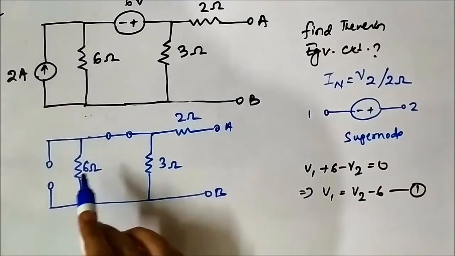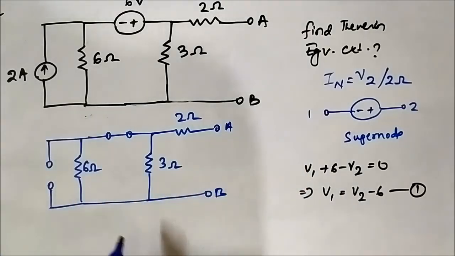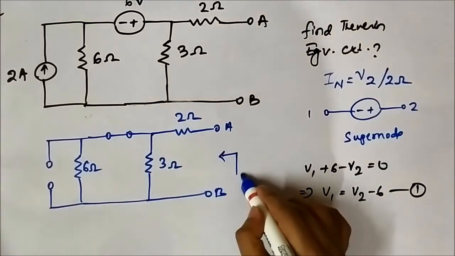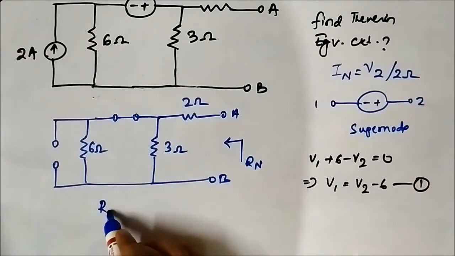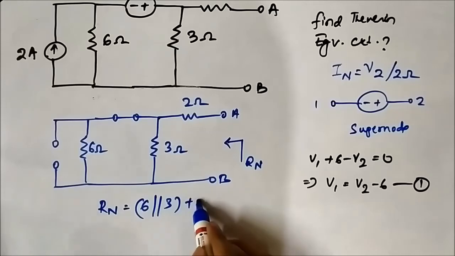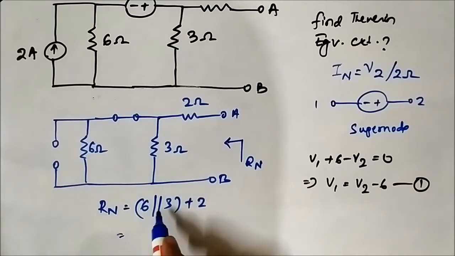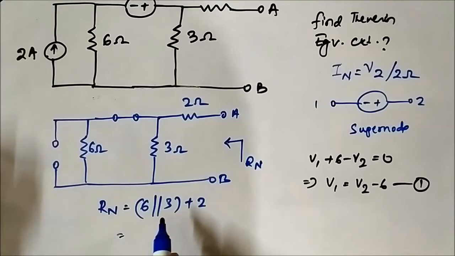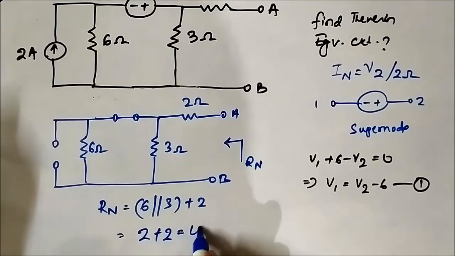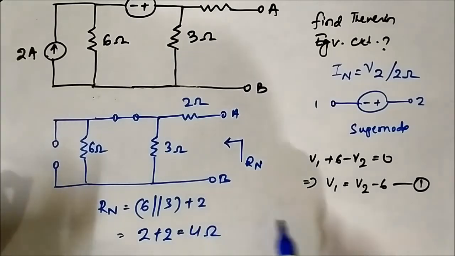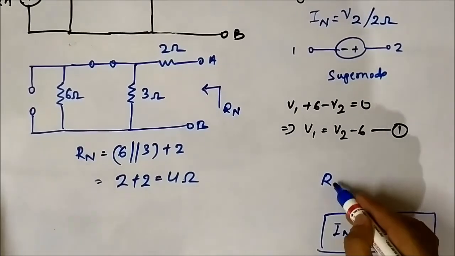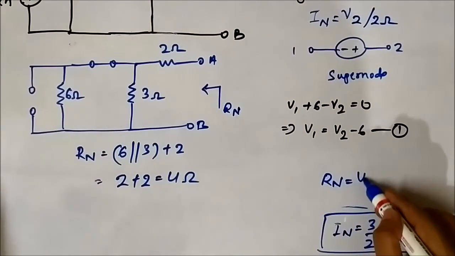So here 6 ohm and 3 ohm are in parallel with each other, and the resultant is in series with 2. So here RN will be 6 parallel 3 plus 2, which is 6 into 3 by 6 plus 3, which is 18 by 9, which is 2. 2 plus 2, which is equal to 4 ohm. So RN is equal to 4 ohm.